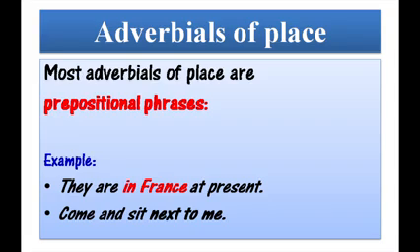Next you have the example, come and sit next to me. It could be come and sit, but by using the prepositional phrase next to me, it shows where to come and sit. That is, come and sit next to me. So these prepositional phrases add more detail to the sentence by showing you where the action is taking place, in detail.